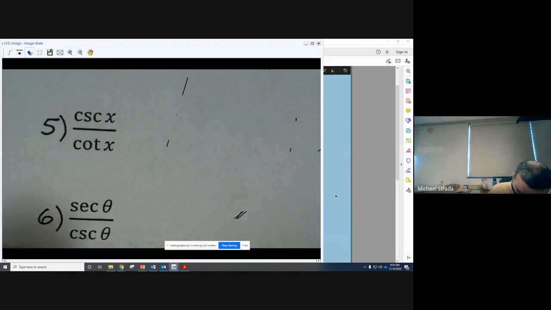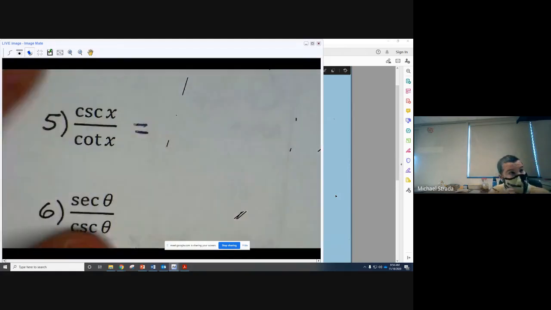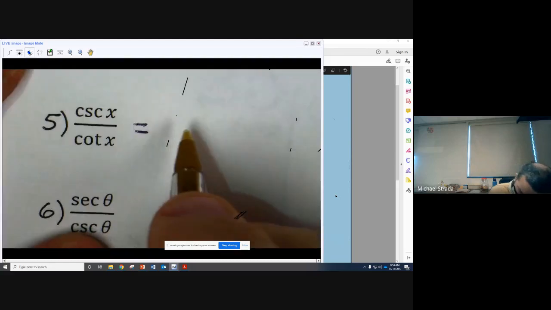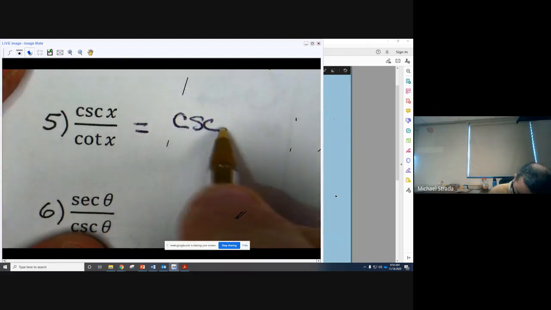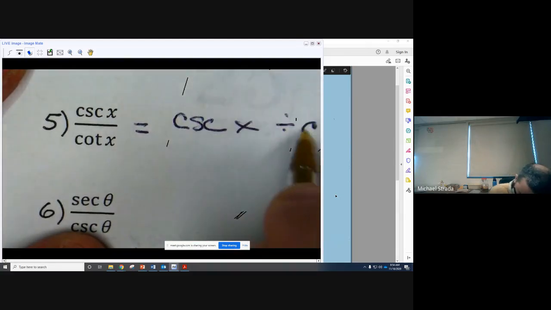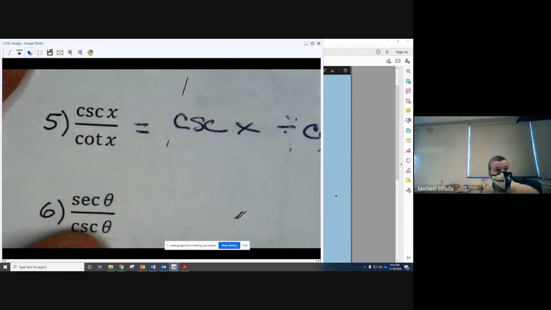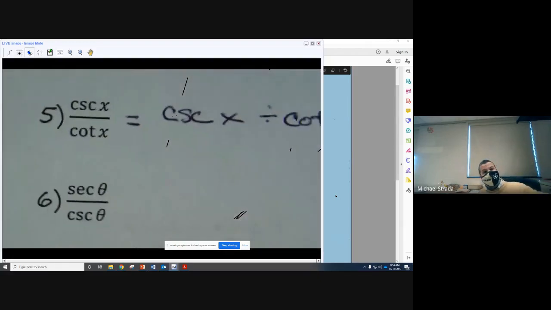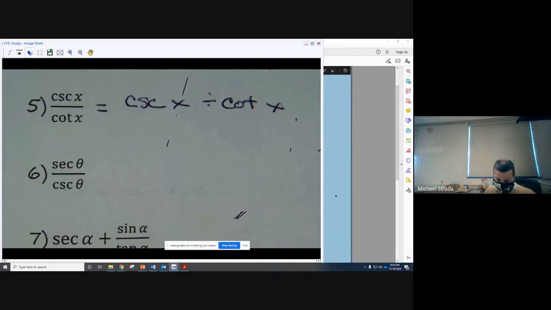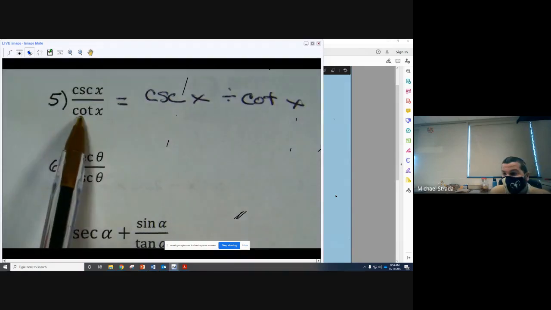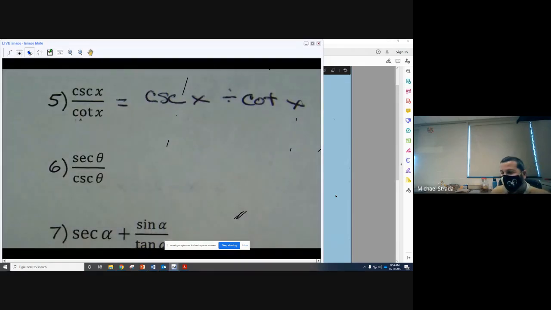All right, so the first thing we do is we break it down into single things. So this becomes cosecant x divided by cotangent x. You okay with that part? It's a division problem. You're allowed to just take any type of function that you want. This is the one they're giving me. I'm just rewriting it. You okay with that part of it?